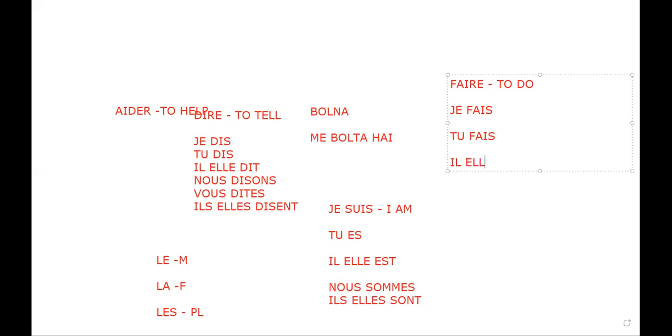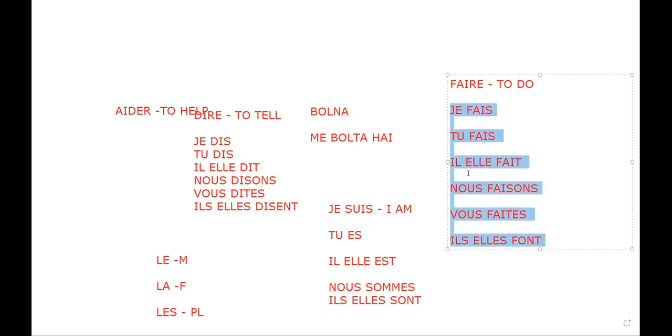Tu fais is you do. C'est clair. Il fait is he does. Nous faisons. C'est clair. We do. Vous faites. Vous faites is you do. Is it clear to you? Ils font is they. Different conjugations according to my subject, and write down these verbs multiple times. Repeat the practice. Je fais, tu fais, il, elle fait. Because this is a very important conjugation. Say clair, all of you, please tell me yes or no. Yes, sir. Did you understand the concept? Tell me yes, sir.